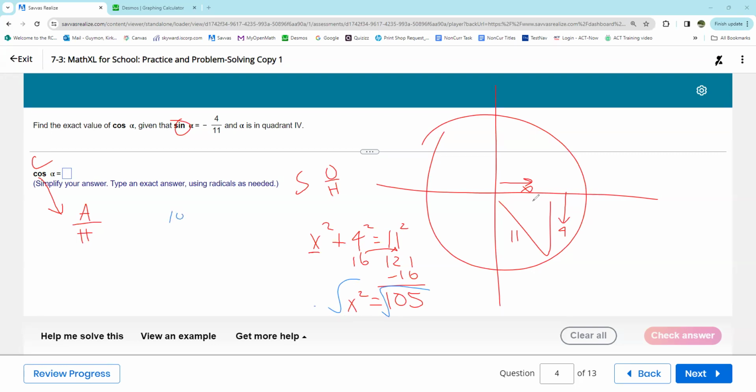Let's see, 105. Are there any perfect squares in there? 5 goes into there, 20. I don't think there are, because there are no perfect squares. So that's just going to be the square root of 105 right here for the x. And so when we're doing cosine, adjacent over hypotenuse, there's my adjacent to my angle. Square root of 105 over hypotenuse 11. So, all right, let's put that in.